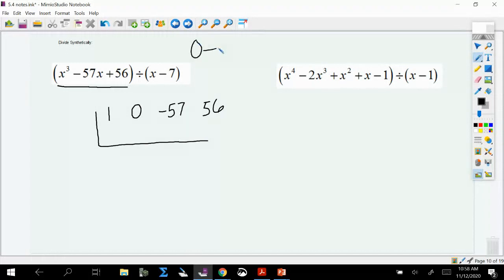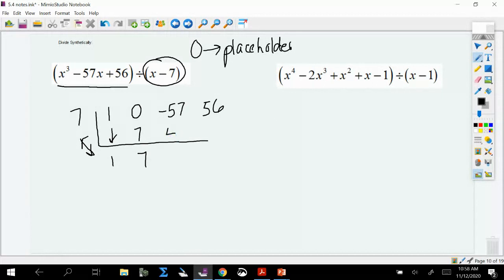So your 0 has to be used as a placeholder, and it is so easy to forget. And if you forget your placeholder, all your columns will be off, and your answer will be completely different than what it's supposed to be. And then the number that I'm putting outside is what makes this equal to 0, which is 7. So I'm going to drop down my first number. I'm going to multiply diagonally. 7 times 1 is 7. And then I'm going to add vertically.